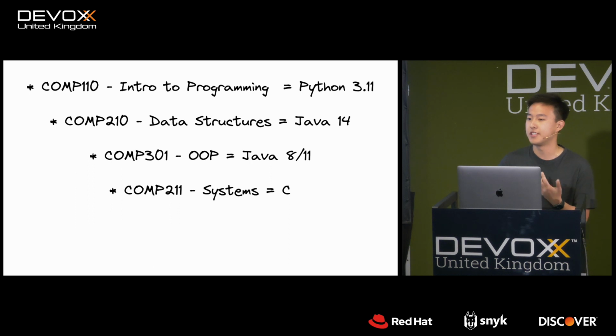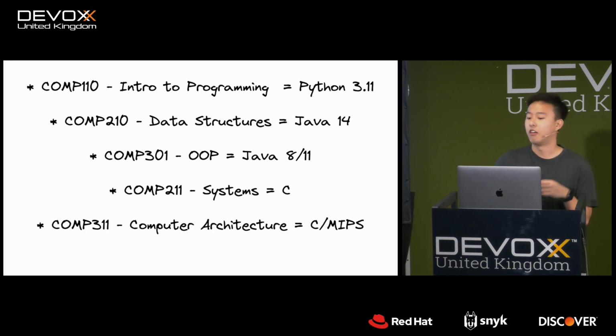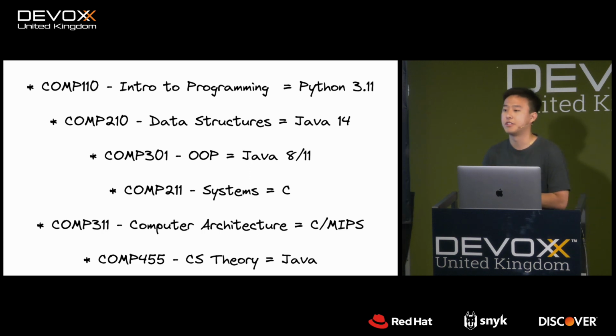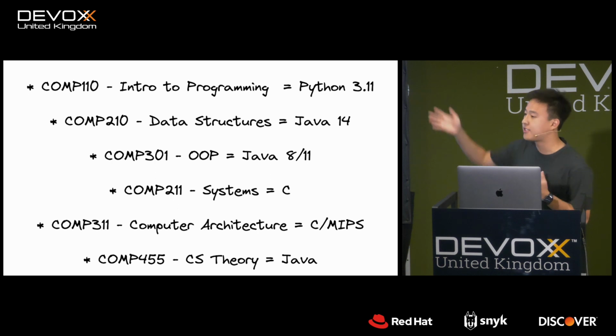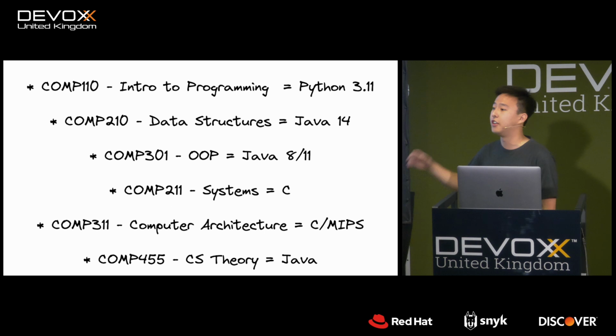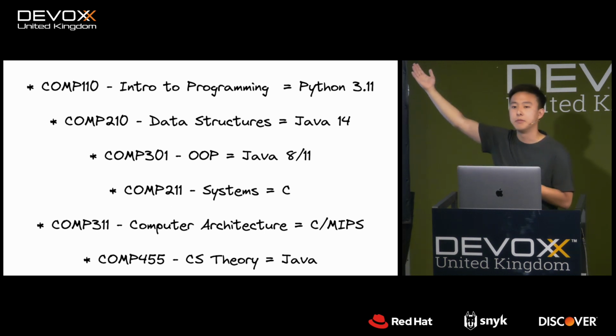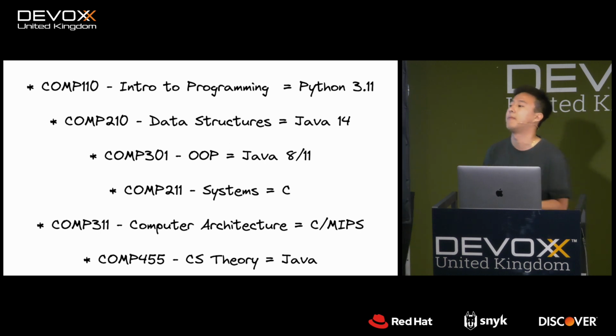211 is our systems course in C. The architecture course is in C and MIPS. And lastly, the CS theory course is also taught in Java for some of the programming assignments, though most of the CS theory course is just drawing little state machines. But this is the basic intro sequence, and again, where they could, they're using Java. But for a little while now, they transitioned intro to programming into Python, and they're thinking and discussing future changes to the curriculum based on language structure.